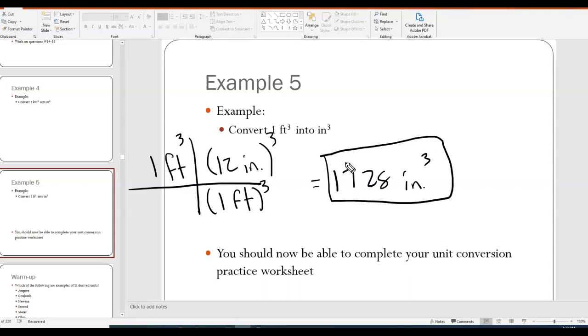Now, at this point, you should be able to complete your unit conversion practice worksheet. So please do that before the start of the next class. You should be able to do it today, as a matter of fact. As always, please let me know if you have any questions, and I will see you guys in the next video.